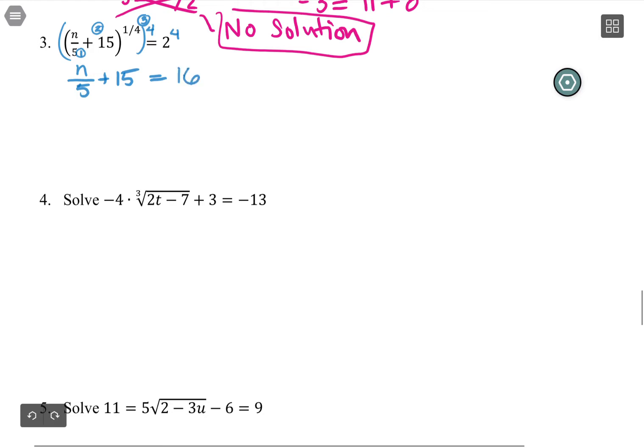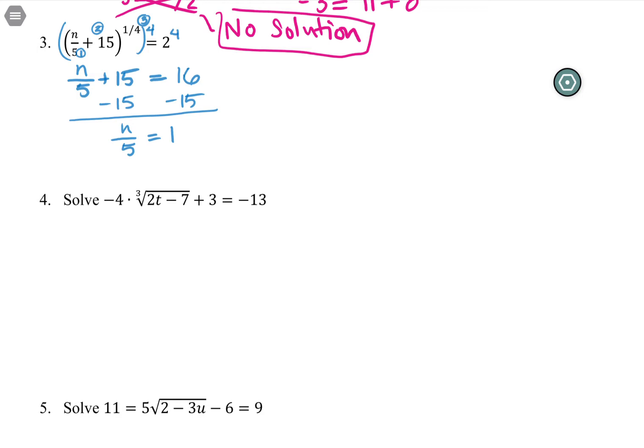The next to last thing is the adding 15, so let's subtract it from both sides. N over 5 is equal to 1. That's kind of nice. Last thing is that I'm dividing the n by 5, so I need to multiply both sides by 5. And I get n equals 5 as my answer. We can double check and make sure we don't have anything funny going on.